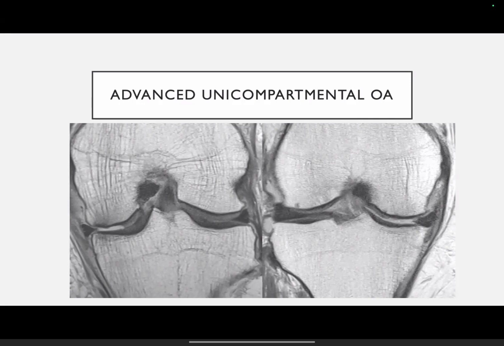So whenever you report such cases, in your impression, if it's a medial compartment osteoarthrosis, then the second point should say what the compartment on the lateral aspect looks like, if it's normal, or what is the grade of cartilage loss.